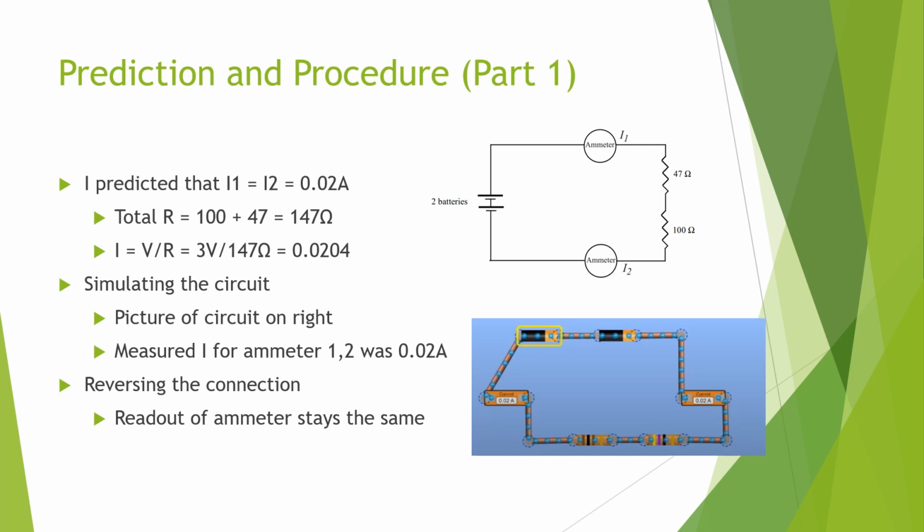To start off with actually doing the lab, for the prediction and procedure, I predicted that I1 and I2 would be 0.02 amps. Total resistance is 147 ohms, and I equals V divided by R, which is 3 divided by 147, which is equal to 0.0204. Simulating the circuit, which is shown in the picture on the right, the measured I on ammeter 1 and 2 was 0.2 amps, and then reversing the connection, the readout of the ammeter stays the same.